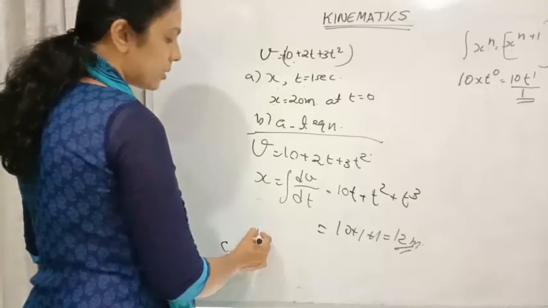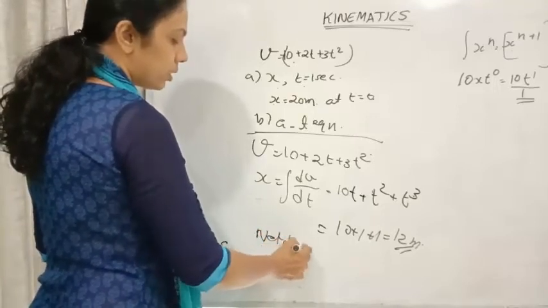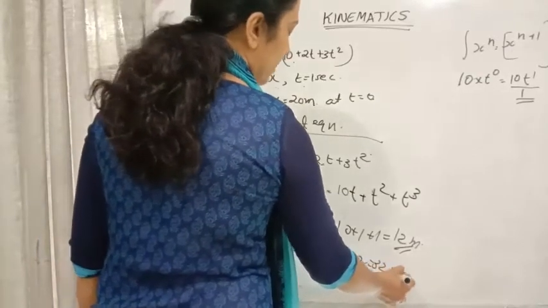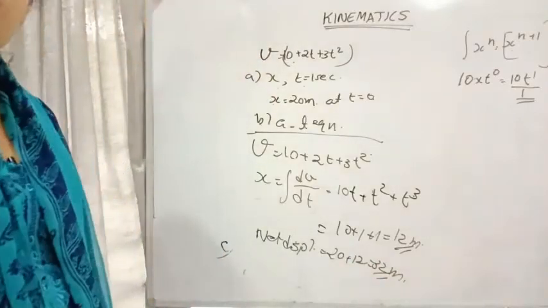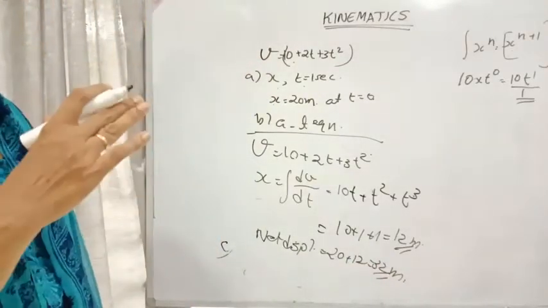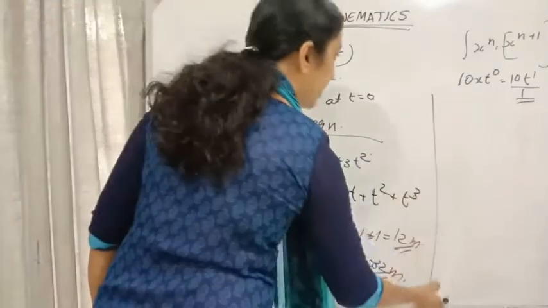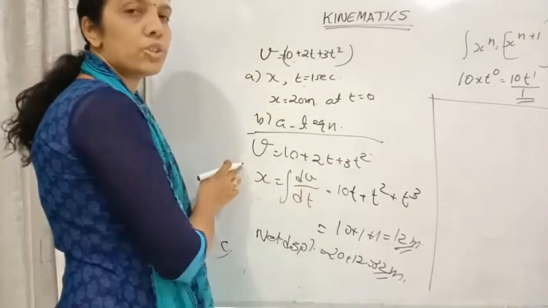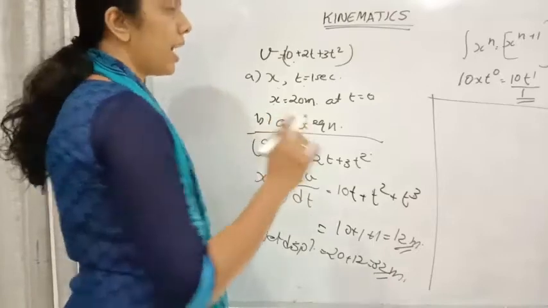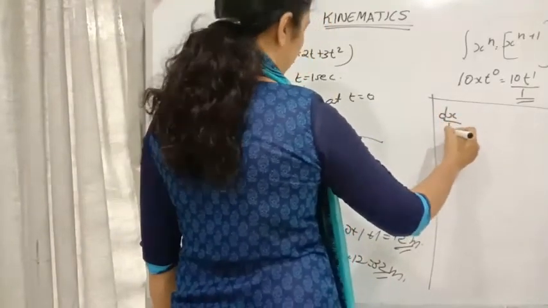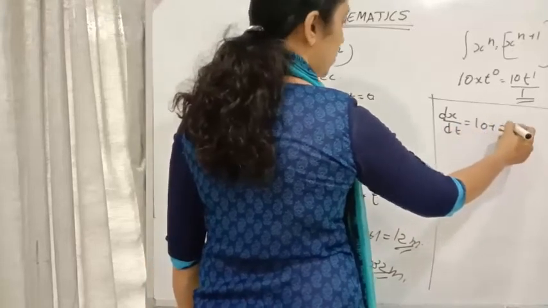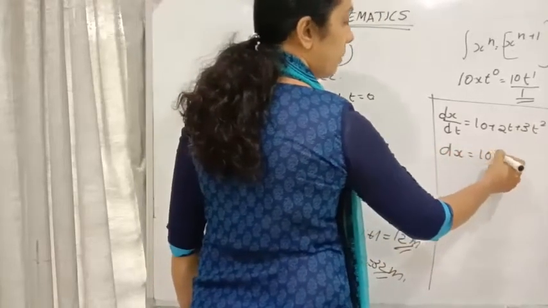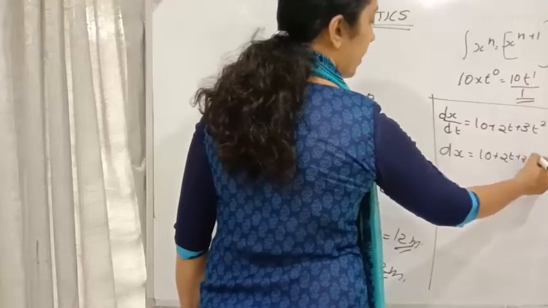So what will be the net displacement? Displacement will be equal to 20 plus 12, that is 32 meters. This will be the total displacement. Or the same thing, how you can find out at a stretch. Instead of doing it in such a manner, you can write velocity as dx by dt. That will be equal to 10 plus 2t plus 3t square. So here dx equals 10 plus 2t plus 3t square dt.